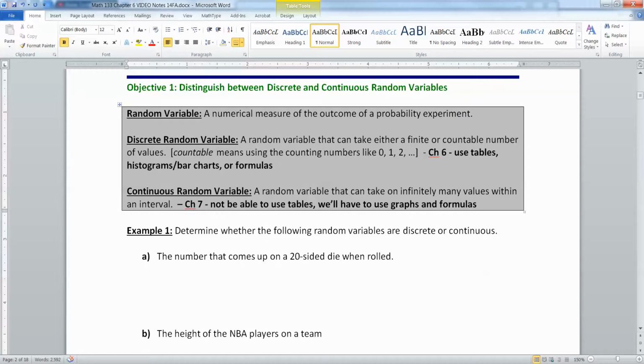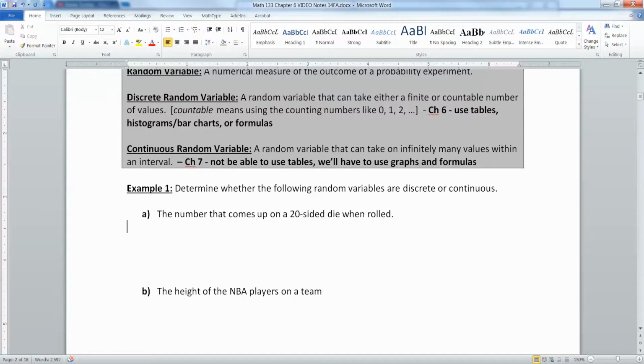Right, that'll be it. The big deal is the table thing, right? In chapter 6, you can get a table. You could create a table with all the possible values because they're finite or countable. In chapter 7, that will be impossible. You're going to have infinitely many values and you will not be able to use a table. You're going to have to use a curved graph, right? It won't be a histogram. It'll actually look like a graph, a curve, like you would see in an algebra class, or formulas.